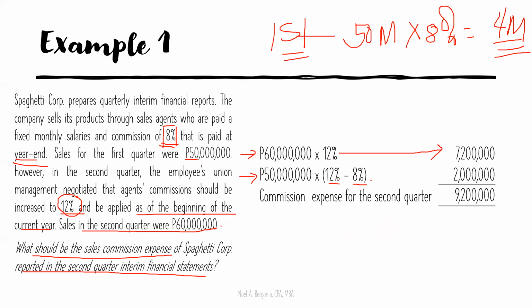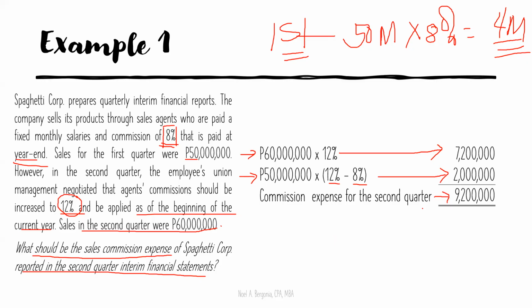So a 4% change times 50 million. There is an additional expense in the second quarter which relates to the first quarter commission, of 2 million. So overall, the answer for the sales commissions for the second quarter of Spaghetti Corporation is 9,200,000. So that's how it is. We reflect the changes based on our theory earlier.